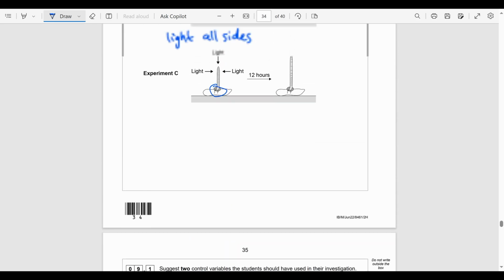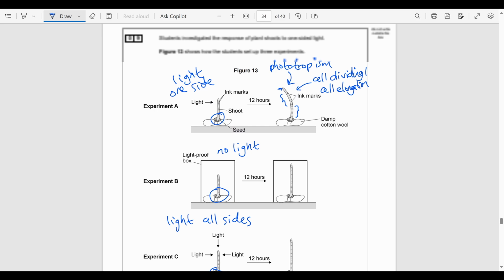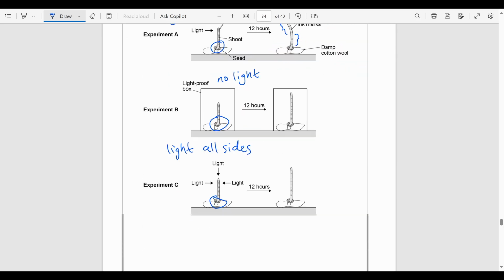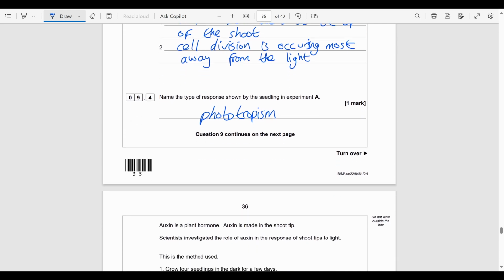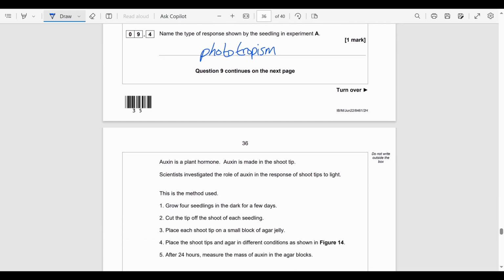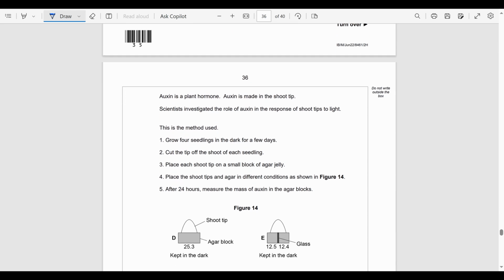Specifically, because in experiment A, the shoot is growing in the direction of the light, you actually call it positive phototropism. But we only need to show that it's phototropism here. If it was in response to gravitational field, then it would be gravitropism.